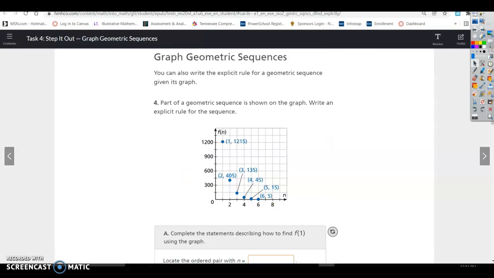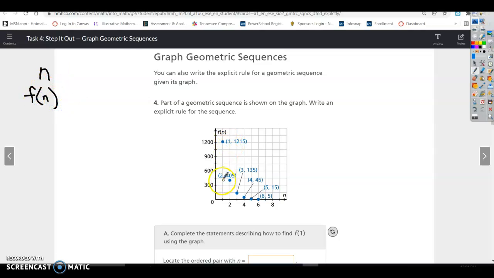Lesson 14.2, task 4. Graph geometric sequences. You can also write an explicit rule for a geometric sequence given its graph. Part of a geometric sequence is shown on the graph. Write an explicit rule for the sequence. So first thing, let's go ahead and make a table that will help us see what we have. So we've got n, and we've got f of n.